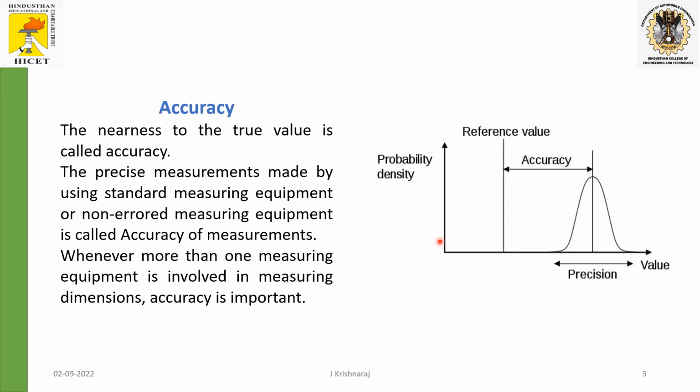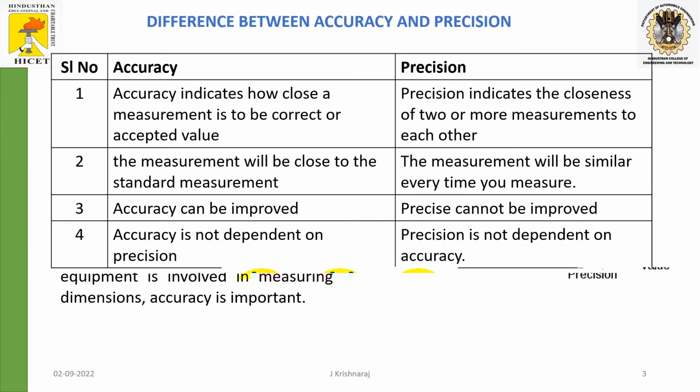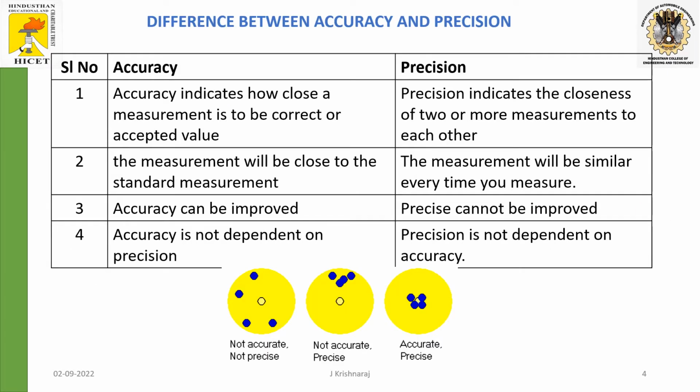But how close, how near is it to the true value? You can look into this. This is the true value, this is the reference value, and that is the measured value. So how close the readings are is called accuracy. Now we can make a difference between accuracy and precision.